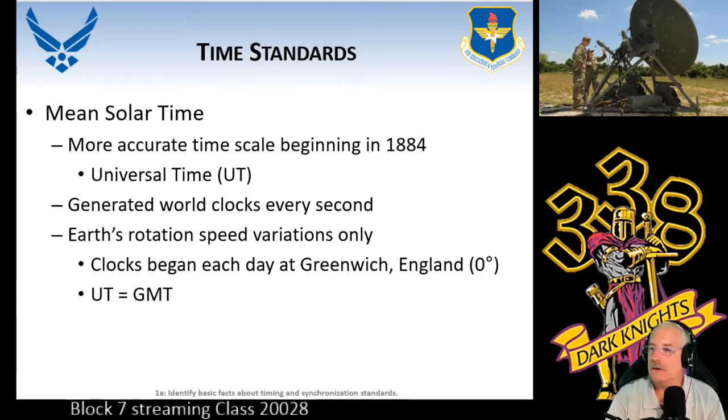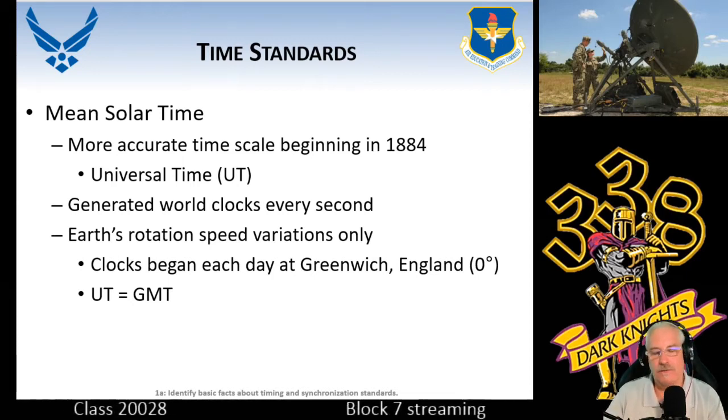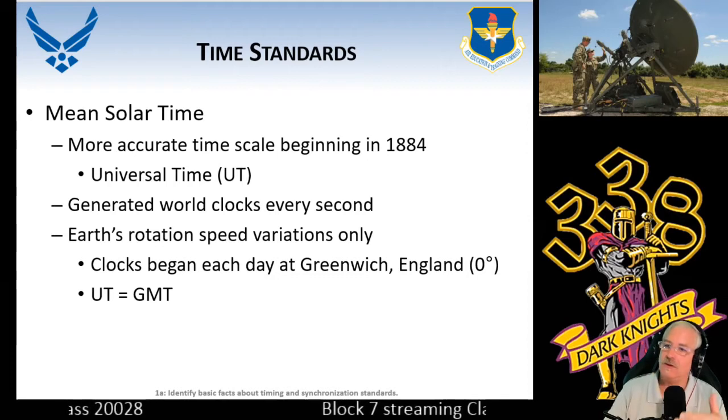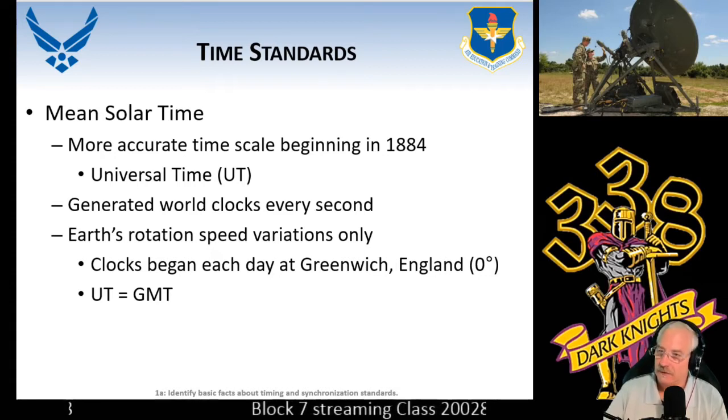Universal time is also equivalent to GMT, which is Greenwich Mean Time. So they're using the mean solar time as a way to do this. This is where they started figuring out the Earth's rotation, the orbit, the changes of the seasons, and so forth and so on. So they're able to get more accurate time for this.